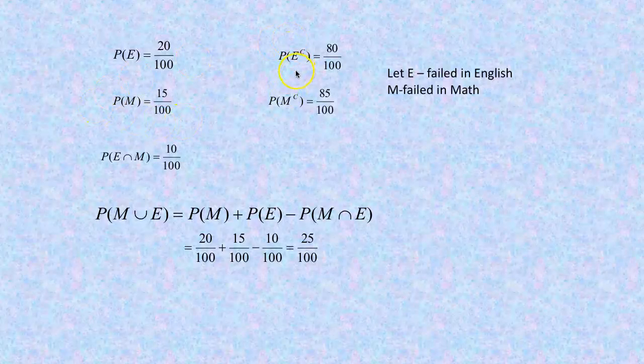So probability of E complement will be 80 by 100, which is 1 minus 20 by 100. Probability of M complement will be 1 minus 15 by 100, which is 85 by 100. Probability of E intersection M, that is the number of students who failed in English and maths, is 10 by 100. Now using the addition theorem, probability of M union E is probability of M plus probability of E minus probability of M intersection E. That is 20 by 100 plus 15 by 100 minus 10 by 100, which is 25 by 100.